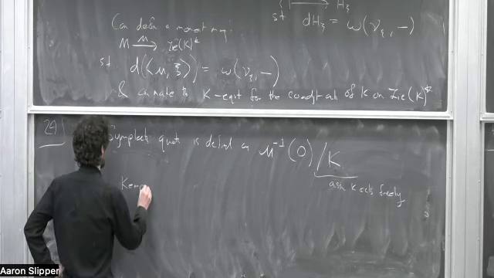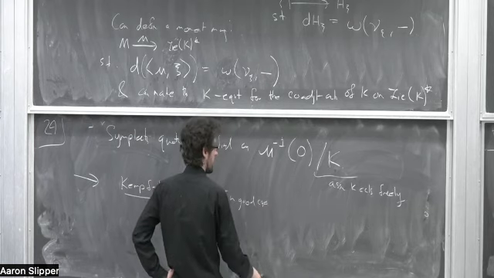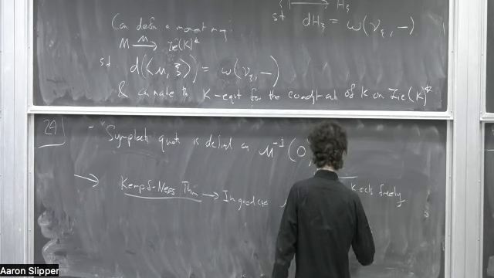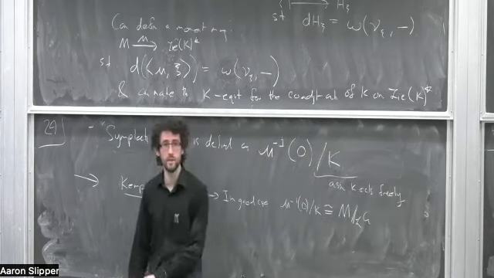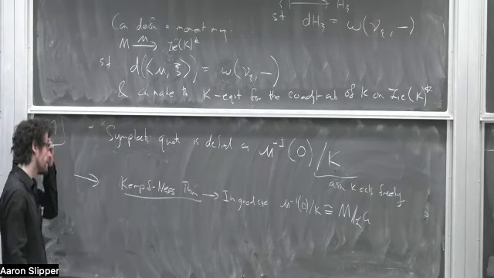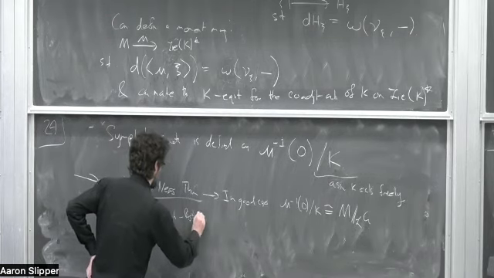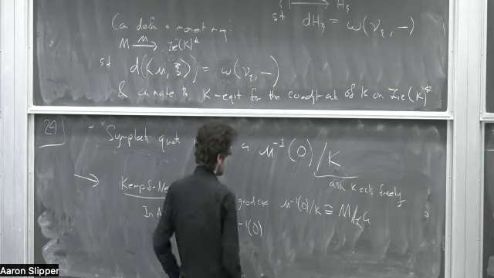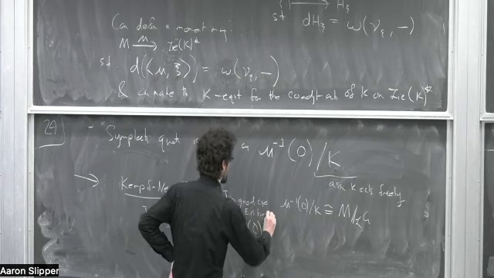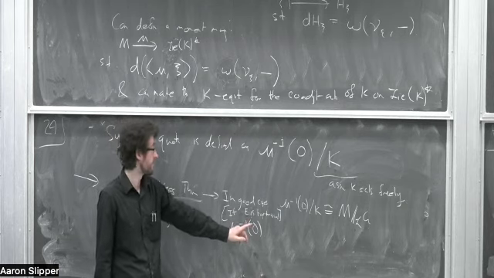The Kempf Ness Theorem says, in both cases, we have that mu inverse of 0 mod K is isomorphic to M mod L^G, where L is the line bundle that gave us the relevant symplectic form on M. And in the Atiyah Bott case, if E is topologically trivial, then mu inverse of 0 is the space of flat connections on E.